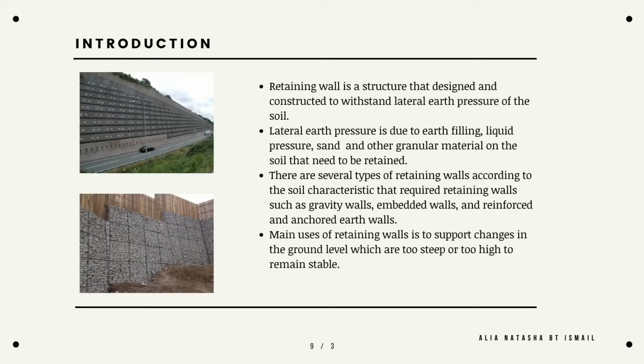To start the presentation, I would like to explain about the retaining wall. A retaining wall is a structure designed and constructed to withstand the lateral pressure of the soil. This lateral pressure is due to earth filling, liquid pressure, sand, and other granular material on the soil that needs to be retained. There are several types of retaining wall according to the soil characteristics that require a retaining wall, such as gravity walls, embedded walls, and retaining and anchored earth walls. The use of a retaining wall is to support changes in the ground level.